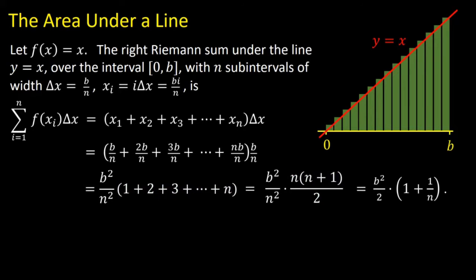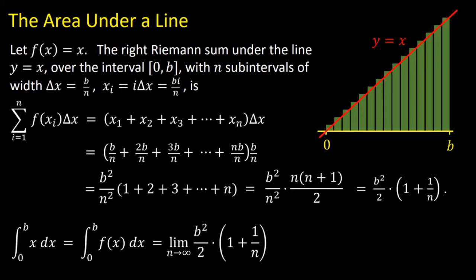And now I want to rewrite that, simplify it in a way that allows me to take the limit as n goes to infinity. And when I let n go to infinity, I get the integral. So the integral of x from 0 to b, that's the area under the curve, is this limit as n goes to infinity, the limit of the Riemann sum.